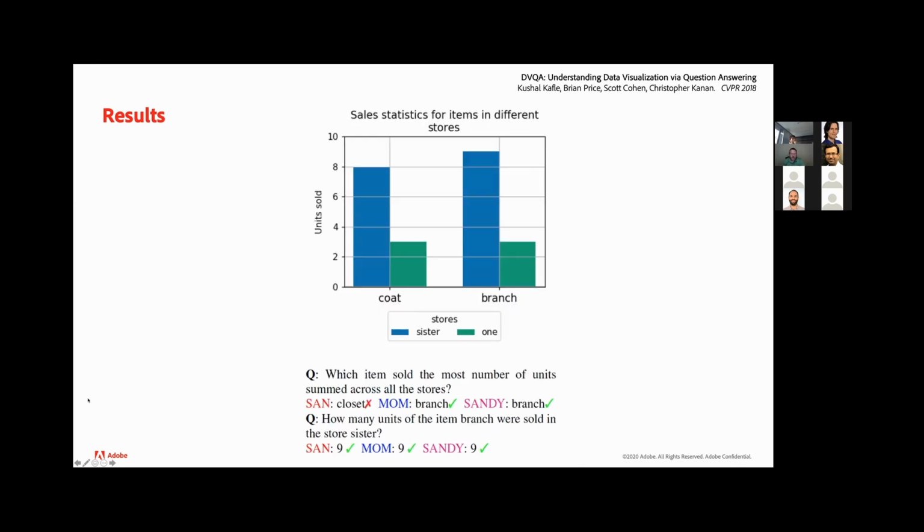Another example here, which item sold the most number of units summed across all stores. So this would need to do some summing. And both our methods are able to figure out the right answer. And then, how many units of each item were sold by the store sister, where you have to look up sister and go look that up. And all these methods could get that.